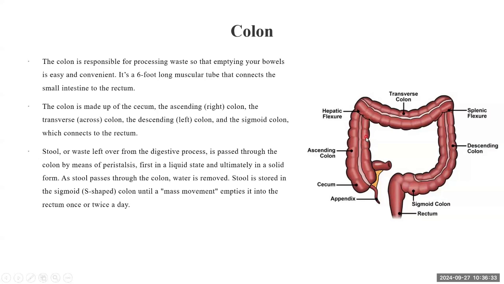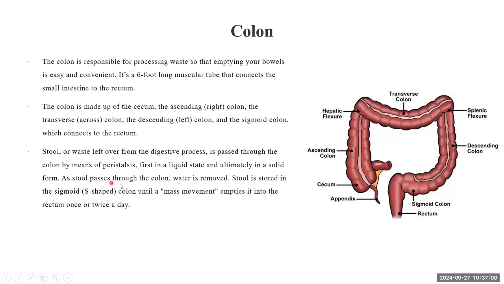So what if this function gets impaired? We get diarrhea. Diarrhea occurs because there is either impaired reabsorption of water from the colon, or too much secretion of water from our body, and so this is why we get dehydrated in case of diarrhea.